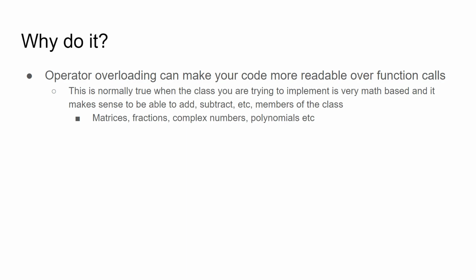One reason why you might decide to do operator overloading is that it can make your code a little bit more readable than just doing function calls in certain situations. Normally this is going to be true if the class or object you're trying to represent is very math oriented. So you need to be able to add or subtract or multiply or divide whatever your object is. Adding plus, minus, times, etc. on it makes a lot of sense. So things like matrices or fractions or complex numbers or polynomials make a lot of sense to do this for.